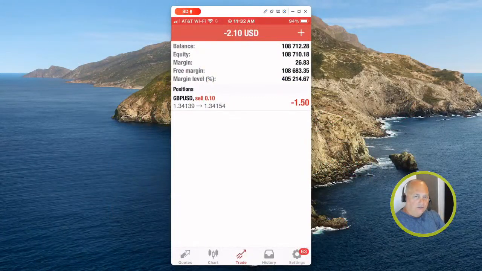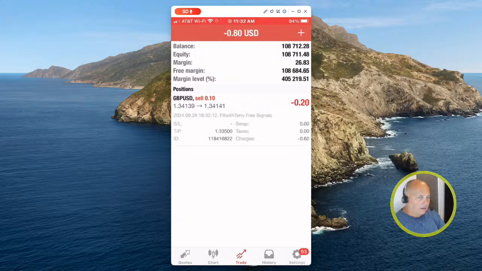We have entered a GBP USD sell trade. GBP USD sell trade. The take profit price is, get my trusty pen out here, 1.33500. That can and will change if we start to add more trades to this and scale into this. You never know what the market's going to do. You never know. Don't even try to guess.